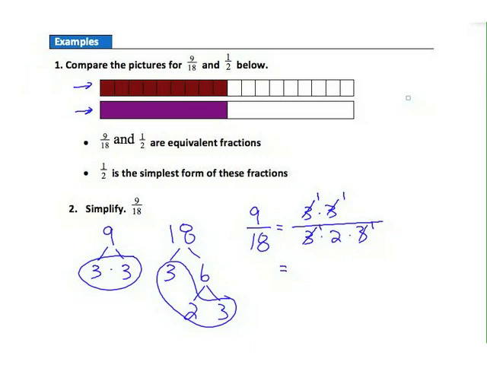What I'm going to do now is multiply the factors that are left. In the numerator of my fraction, I have 1 times 1, and 1 times 1 is just 1. In the denominator, I have 1 times 2 times 1, or just a 2 left, and so the 2 is in the denominator. And you can see that when I simplify 9/18, I end up with 1/2, the simplest form of these fractions.